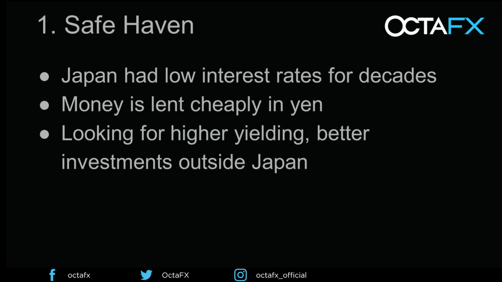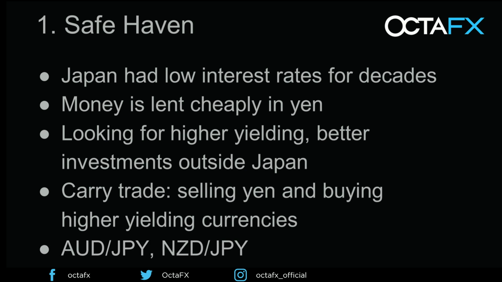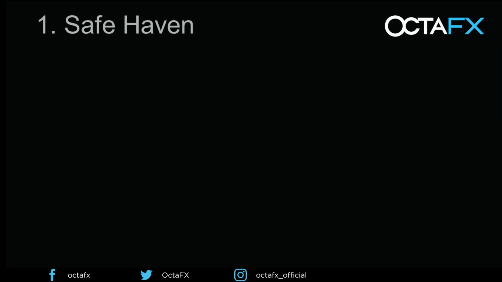And this cheap money is looking for better investments, looking for higher yielding, better investments outside Japan. Again, when we're talking about Forex, we're talking about the carry trade. We're talking about lending in cheap yen and then buying higher yielding currencies, such as the Australian dollar, the New Zealand dollar, which had very, very high interest rates of around 7-8% before the crisis. Okay? So this is why we had money moving from cheap lending to riskier stuff, and it was the carry trade just earning interest until the crisis came.